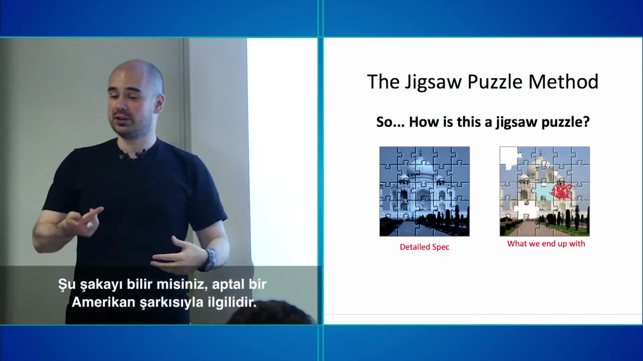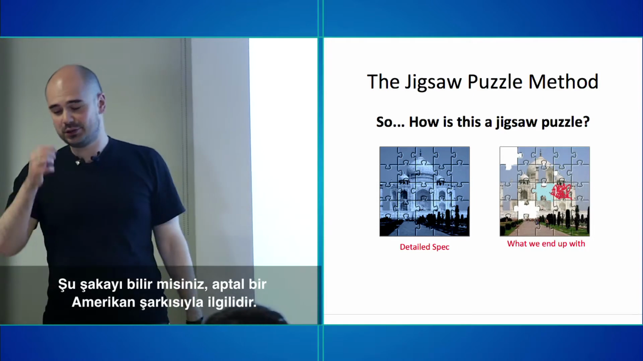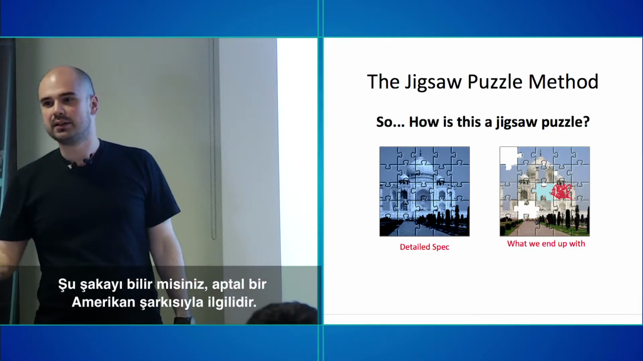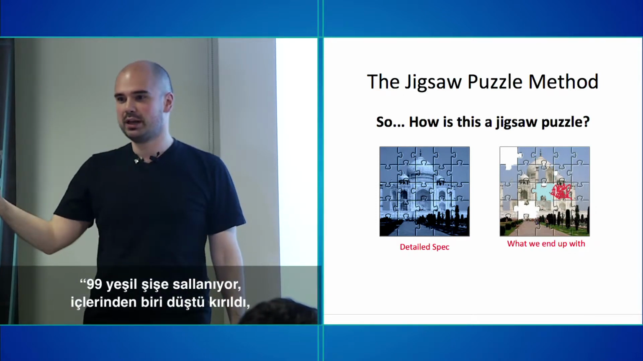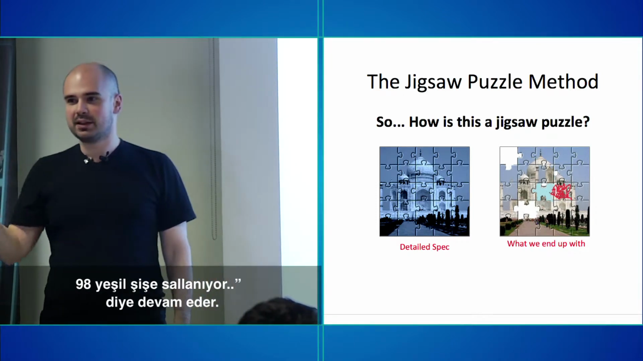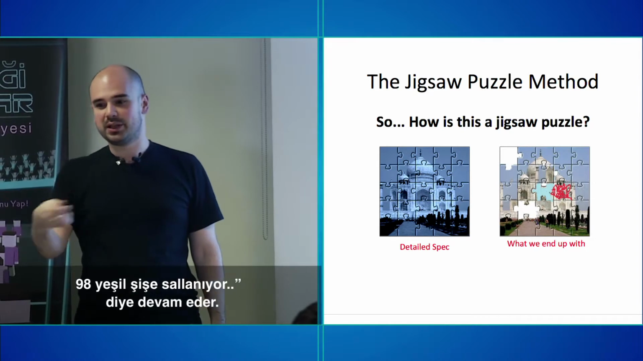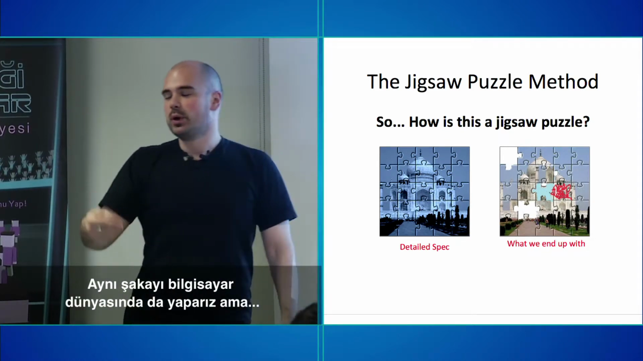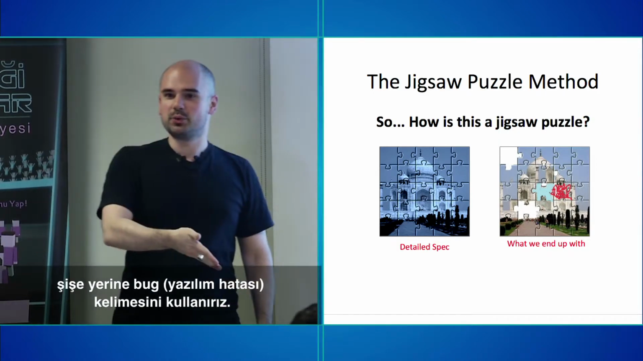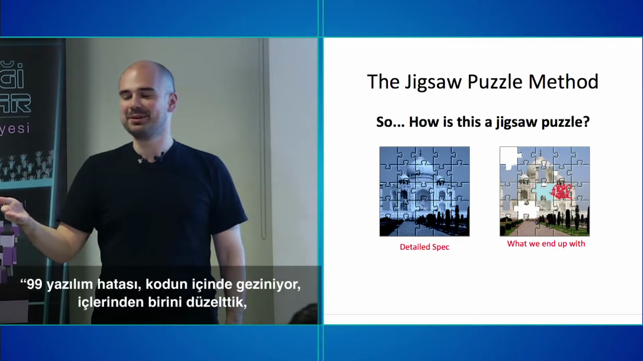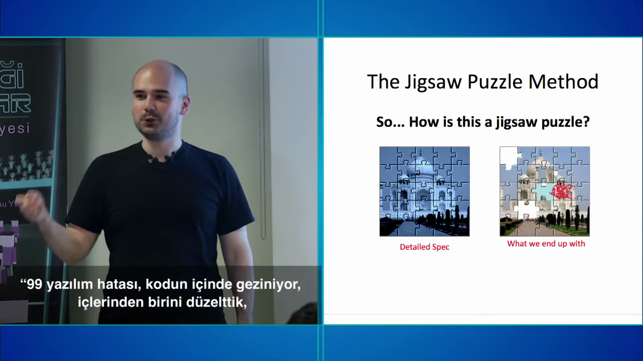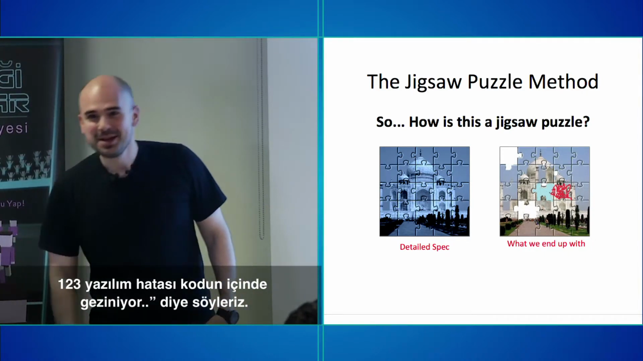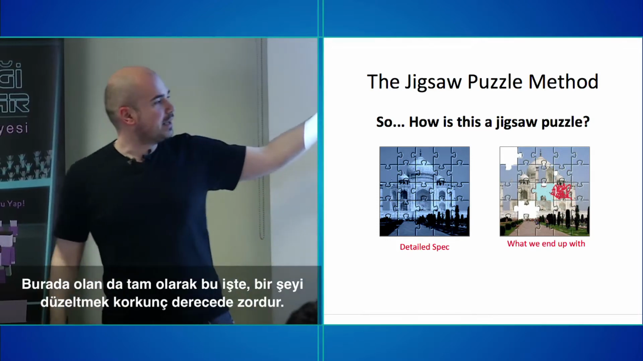Have you guys heard this joke? It's based on this stupid American song, 99 bottles of beer on the wall, right? And someone sings 99 bottles of beer on the wall, you take one down, you pass it around, 98 bottles of beer on the wall, and you keep going all the way down. Well, there's the same joke, but with bugs, with computer bugs, and they say 99 little bugs in the code. You fix one bug and pass it around, 123 bugs in the code. It's the exact same thing here.